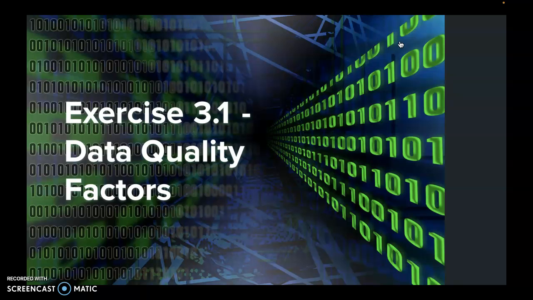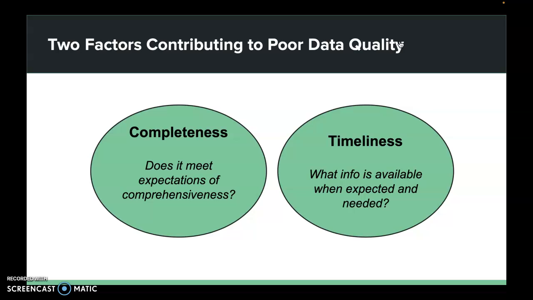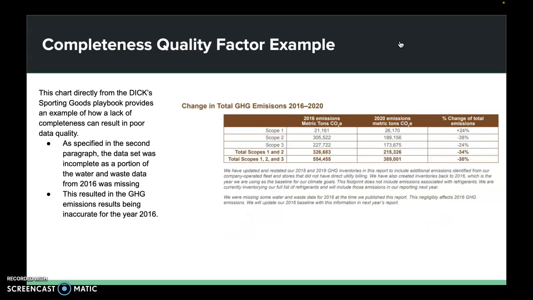So within Exercise 3, there are two parts. The first part is Exercise 3.1, which focuses on data quality factors. So there are two factors contributing to poor data quality. The first one is completeness. So does this meet expectations of comprehensiveness? And then timeliness. So what information is available when expected and needed.